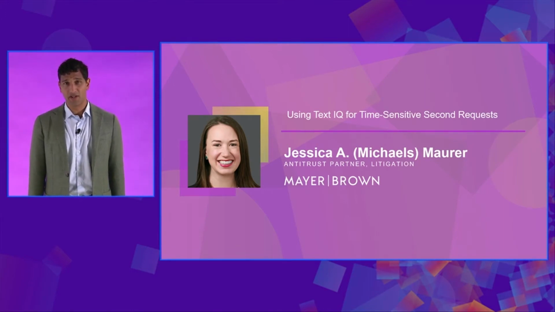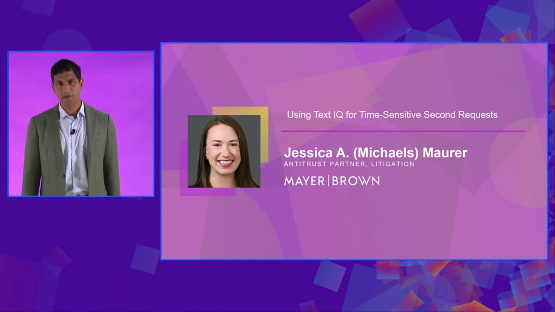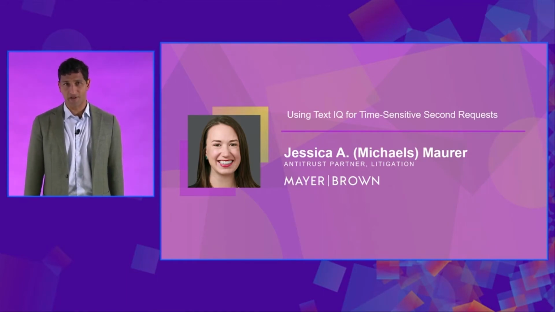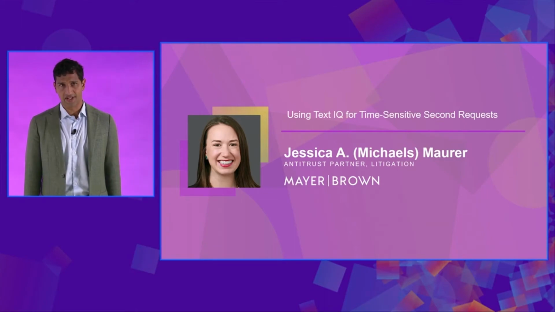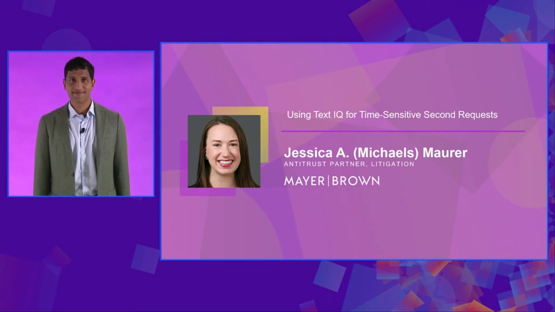You are someone who has been a longtime advocate of AI and made huge strides in normalizing its use in matters related to antitrust. I think it would help if you could give very briefly an overview of exactly what second requests are and why they are challenging. And then more importantly, talk about how you've used Text IQ and artificial intelligence to navigate the challenges associated with privilege review while handling second requests on behalf of your clients.